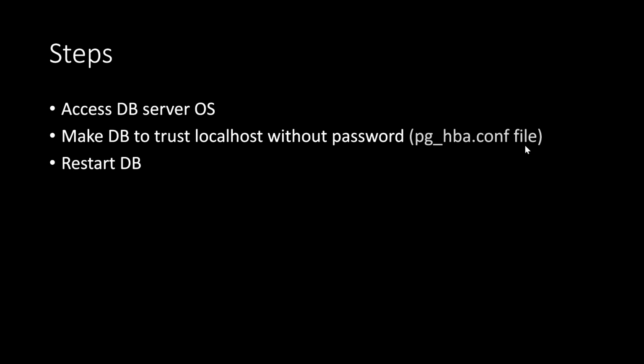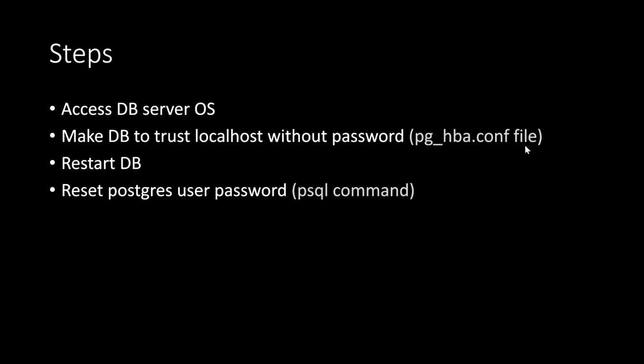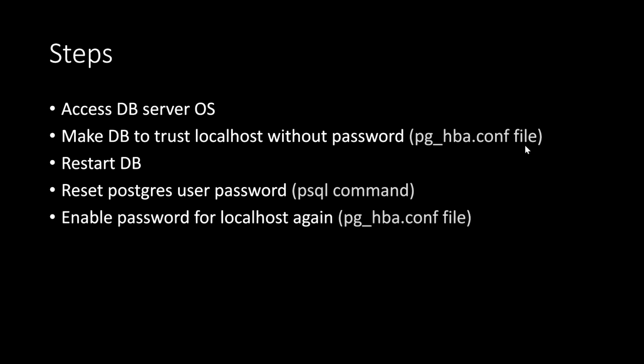Now, since the user can connect to the database without any password from localhost, you connect to the Postgres database using the psql command. Now you have access to the database, and then you set the required Postgres user password, and then again you change the pg_hba.conf file to enable password authentication for localhost, because it's risky to have passwordless authentication, right? And then you restart the database. These are the very simple steps you can follow to reset the PostgreSQL Postgres user password if you don't know it.